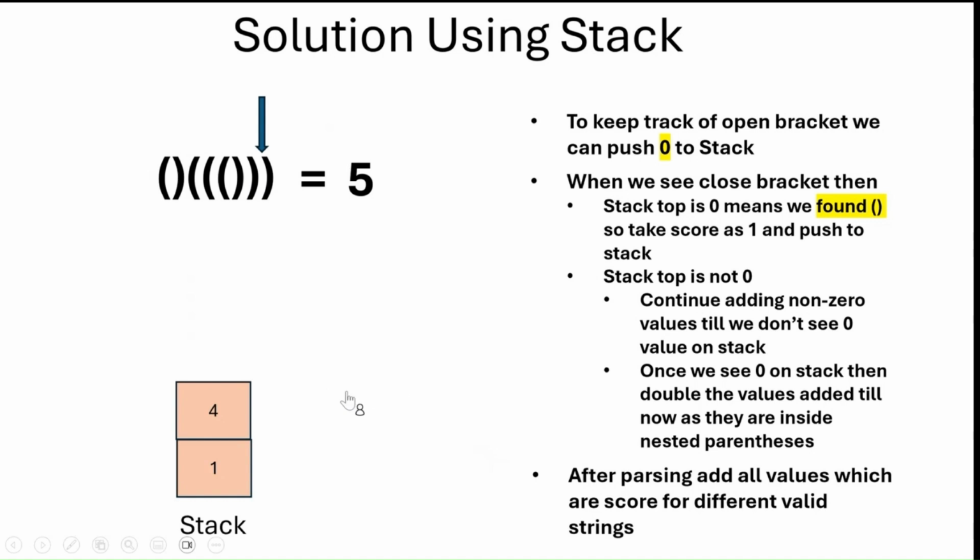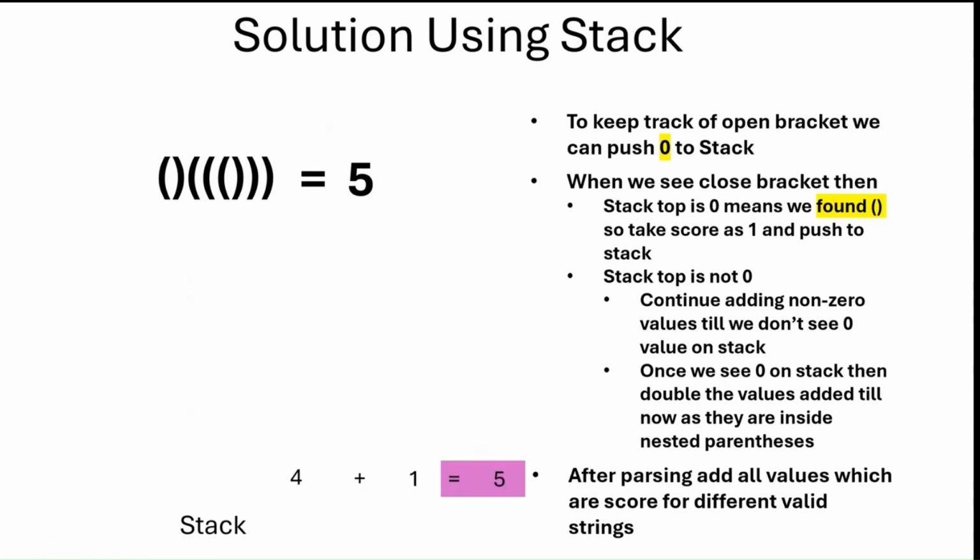Now we completed the parsing. Now you can see 1, which is the score for this string, and 4 is the score for this valid parenthesis string. The combination of those gives us the overall string. So we'll sum up all the values, which is 1 plus 4, which is 5. So we got the final answer 5 using stack.